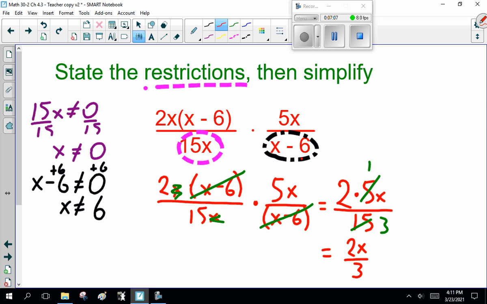All right. And please don't forget your non-permissible values. We found them over here. X cannot equal 0. And x cannot equal 6. So this is great as long as x doesn't equal 0 or 6. As I said, another math logic puzzle. Sudoku is more fun, but still. So find your non-permissible values and cancel stuff out. Simplify. That's it.